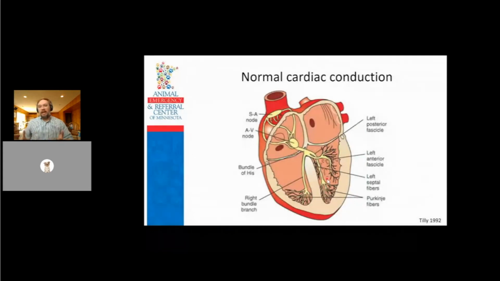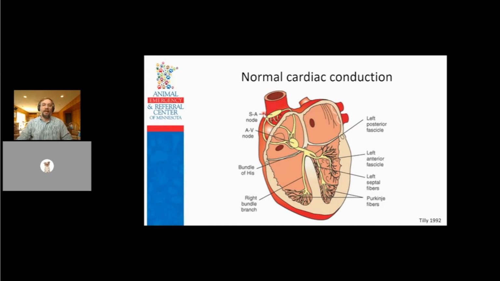So, just to review, normal conduction starts in the SA node, which is up here in the right atrium. That's a collection of cells that spontaneously depolarize. They have their own automaticity, and they let out a tiny little electrical spark that starts a depolarization wave that goes across the heart and causes the atria to depolarize.